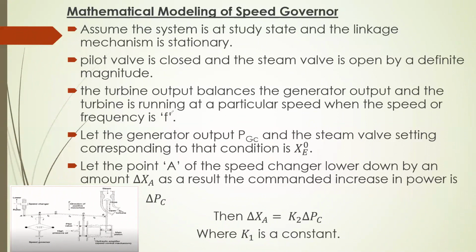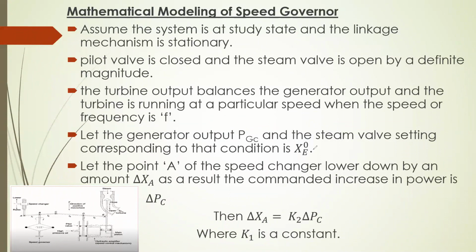Now you assume that there is a change in demand. So you assume the demand is increased. Whenever the demand is increased, the generator output should also be increased. That means delta PG should also be increased. So if I want to increase this delta PG, the steam input to the turbine should be increased. So I have to control this valve position. See, this valve is connected to which point of the linkage mechanism? E point. So the initial condition was XE naught.